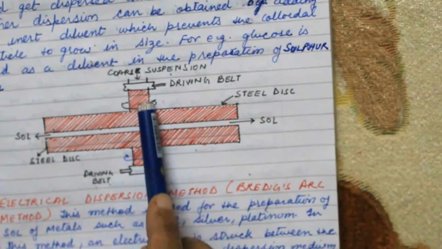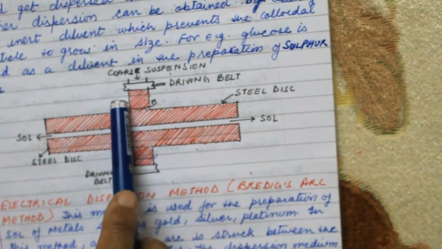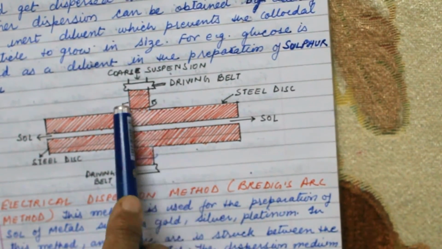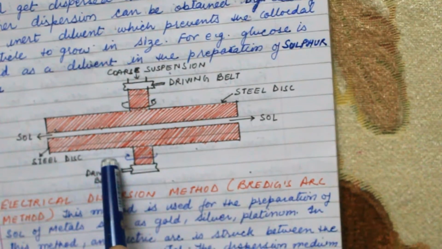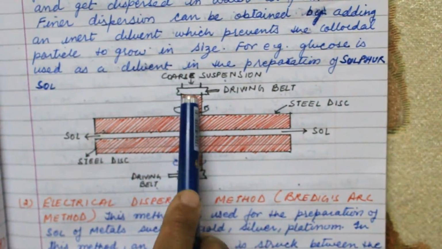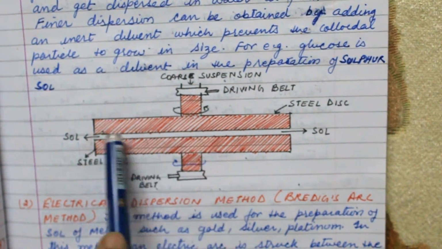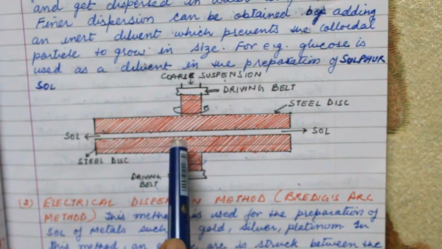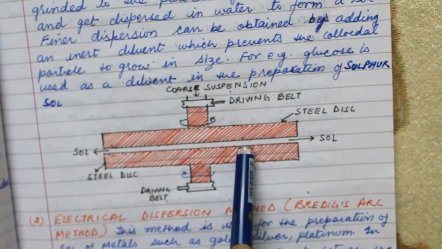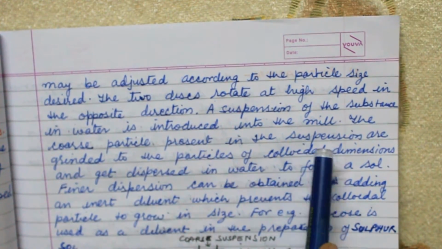These are the two discs; this disc rotates anti-clockwise and this one rotates clockwise. This is the driving belt, and the coarse suspension is poured from this side. When the two discs rotate, the sol gets prepared in between the discs. So a suspension of the substance in water is introduced into the mill.